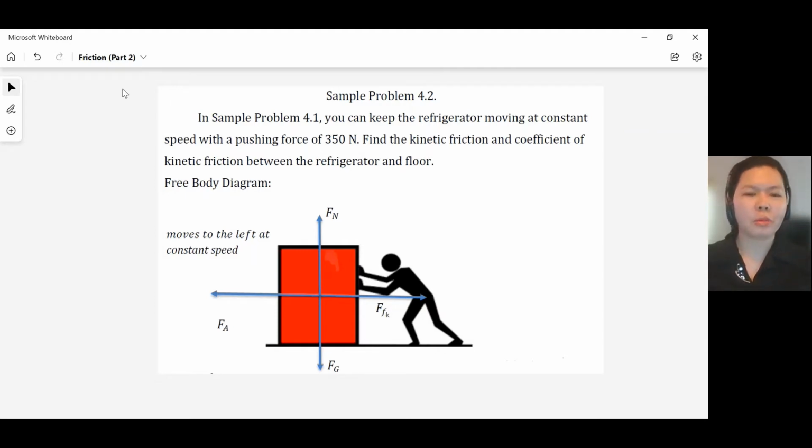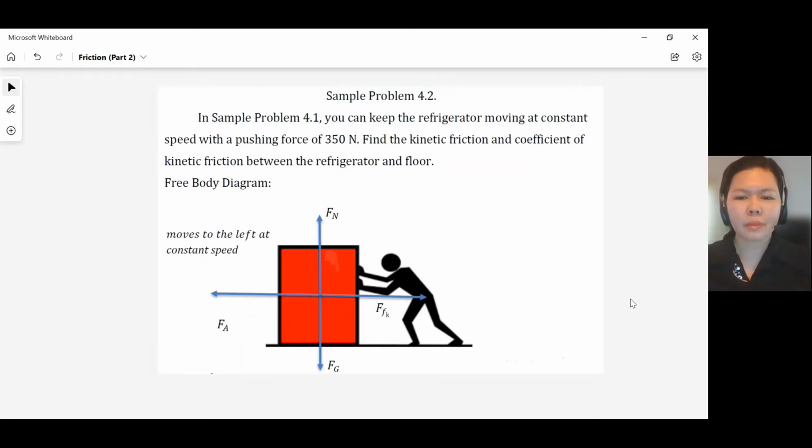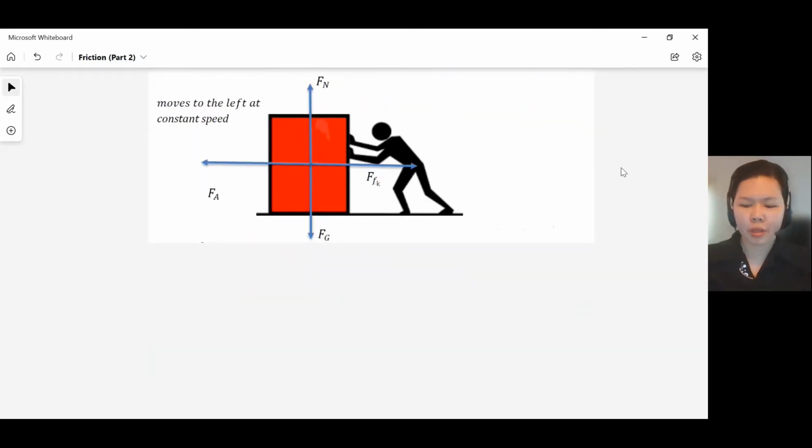We have here the free body diagram. This object now moves to the left at constant speed, so it is not accelerating. Applied force to the left, and then we have the opposing force F sub K to the right. Normal force F sub N is perpendicular to the surface, and of course F sub g, or weight, is downward. Again, we have minus x to the left, plus x to the right, up is plus y, and down is minus y.